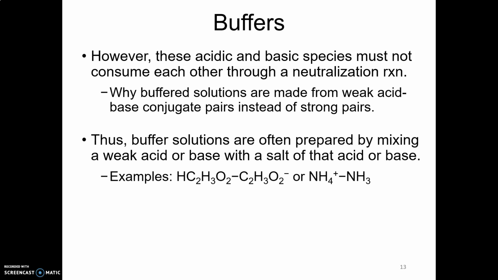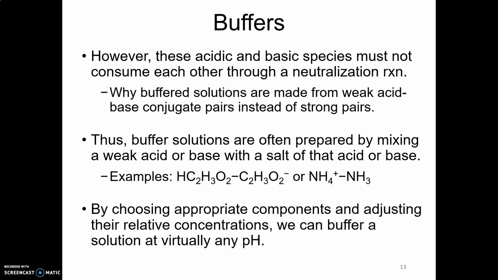And here are some examples of buffers that we talked about last classes. So here we have acetic acid and the acetate ion. That together would be a great buffer solution. Or we have ammonia and ammonium, so the base ammonia and its conjugate acid ammonium. And that would also be a great buffer solution. But depending upon where you want to buffer, you would want different concentrations of these relative to one another and potentially different combinations to buffer at different pHs.